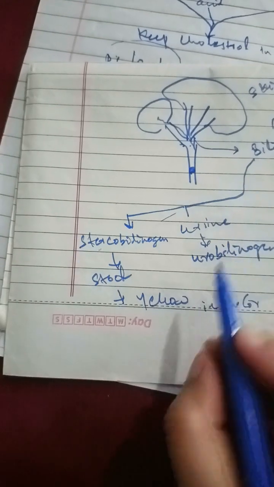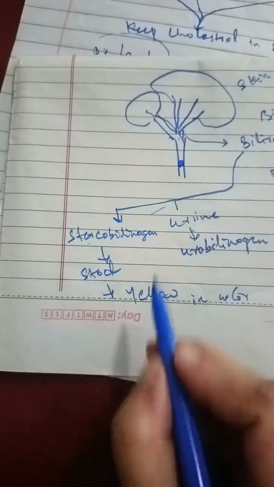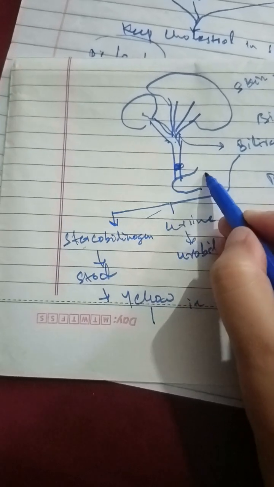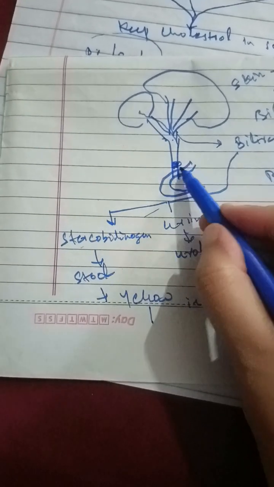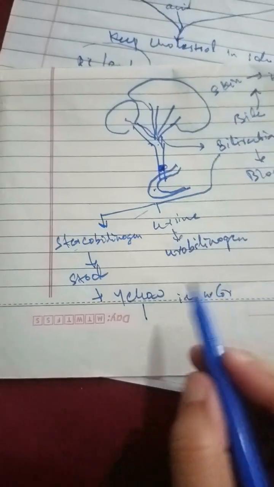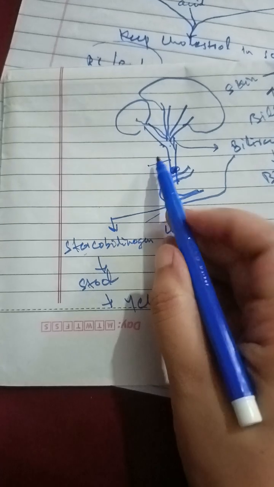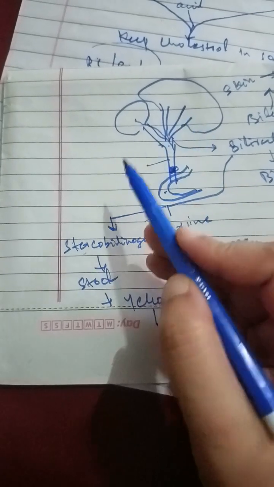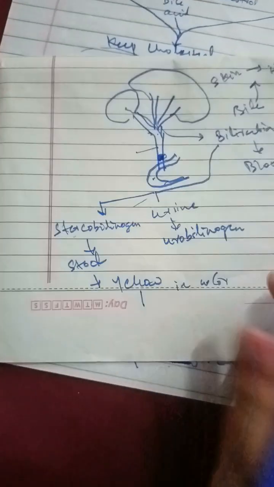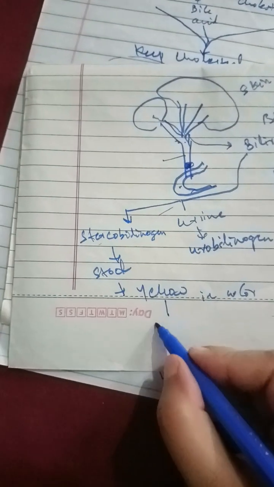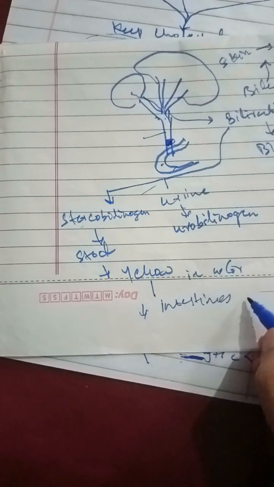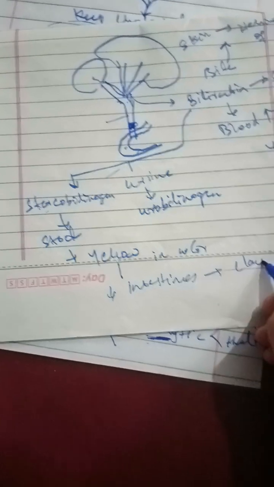Now, if there is an obstruction in the CBD, the bilirubin cannot come to the duodenum, so its level increases in the biliary system, in the liver, in the gallbladder, and in the blood, but not in the duodenum. So its level will decrease in the intestine because of the obstruction, and this will lead to clay color stool.